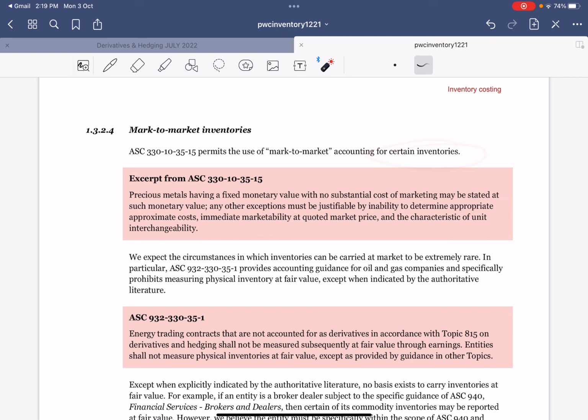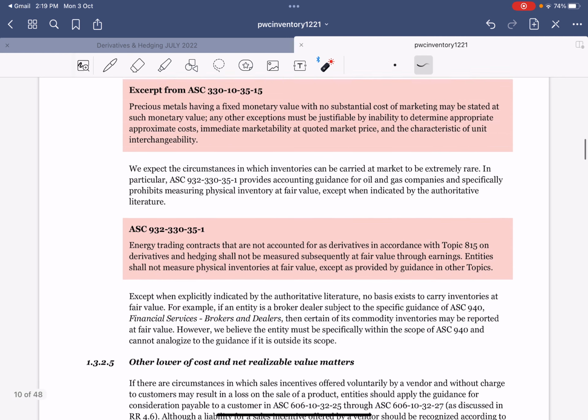Certain inventory is applicable for this. We expect circumstances in which inventory can be carried at market to be extremely rare. In particular, ASC 932 provides accounting guidance for oil and gas companies and specifically prohibits measuring physical inventory at fair value except when indicated by the authoritative legislation. Okay, it's a different concept.